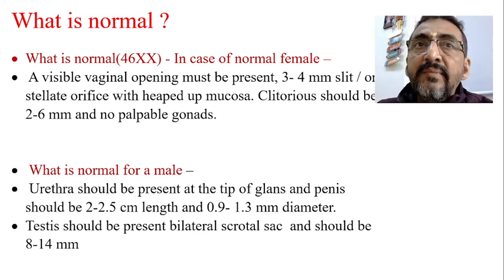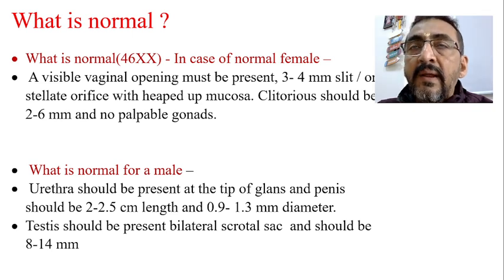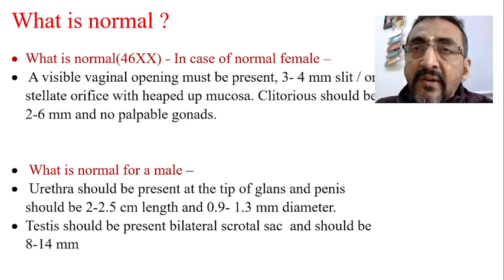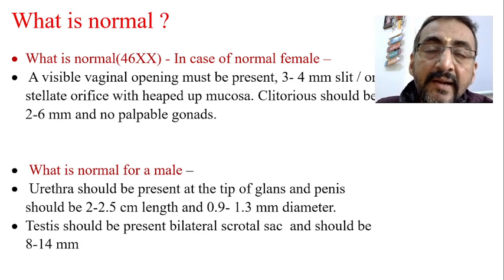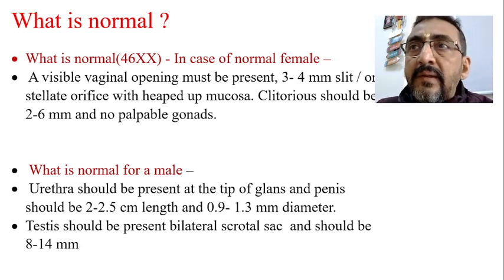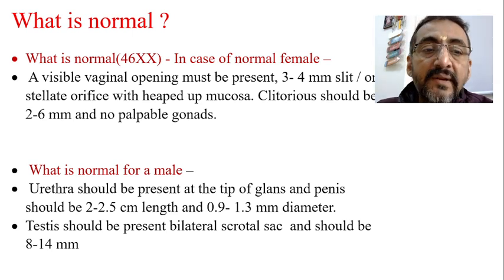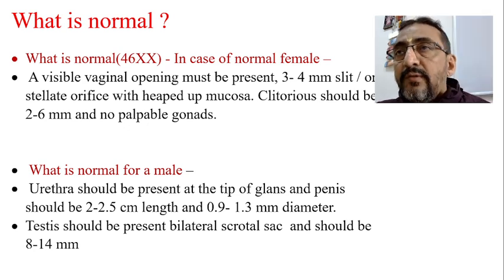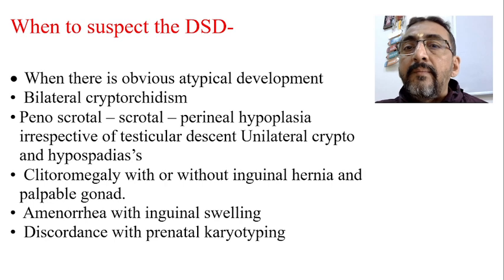At times the testis may not be descended properly into the scrotum. Sometimes it may be in the superficial inguinal ring, the inguinal canal, or the deep inguinal ring, etc. Sometimes one is present and the other is absent or not descended yet. Such minor changes will always be there. In that condition, the size of the testis is very important, with a diameter of about 8 to 14 mm. So this is what is expected for the normal male and normal female.